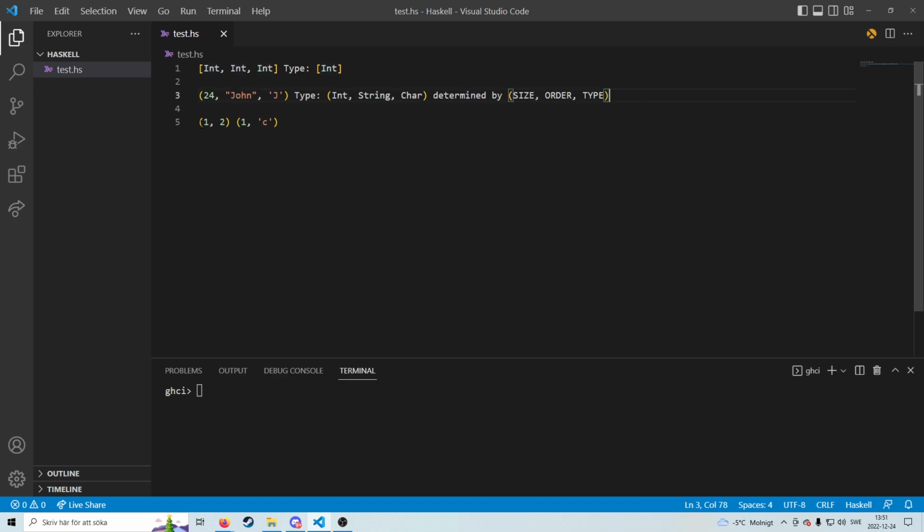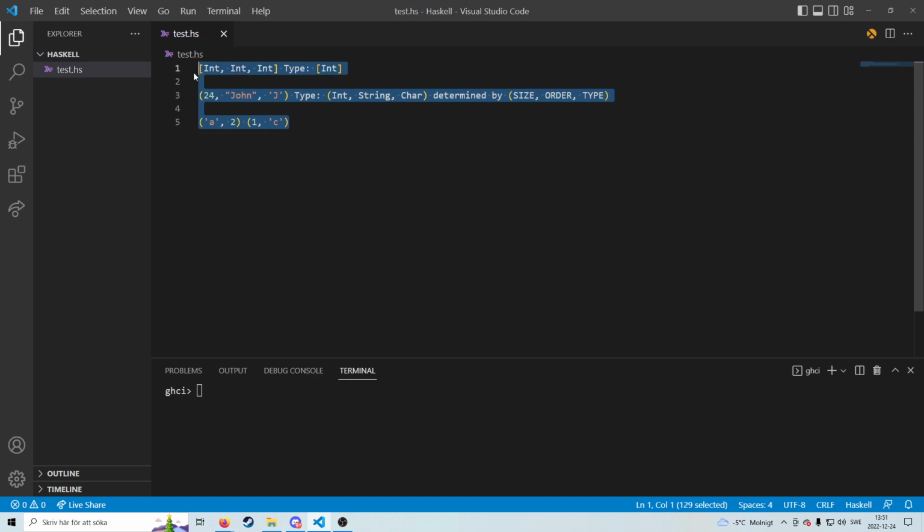Let's think here. The size, they're equal, right? Both are of size 2. The order, this is not correct, right? Let's say instead that this was also a character here, but it was this. So size and types, that's correct, but the order is off, because here we have a character followed by an integer, and an integer followed by a character. So these two tuples would not be able to be compared in this case, and that can be useful to know.